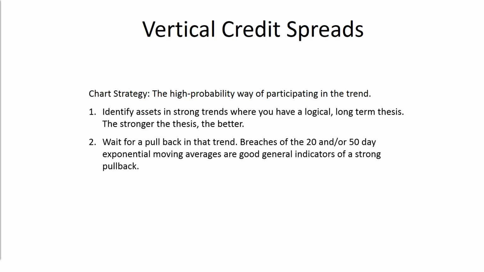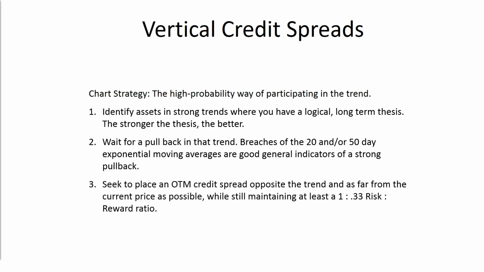Step two is to wait for a pullback in that trend. Breaches of a 20 and or 50-day exponential moving averages are usually a good general indicator of a strong pullback. All right, but the specific criteria you may use to indicate a pullback may vary from asset to asset a bit. Step three is to place an out-of-the-money credit spread opposite the trend, meaning that if the trend is going up, you would sell your spread below the current price, and if the trend is going down, you would sell your spread above the current price.